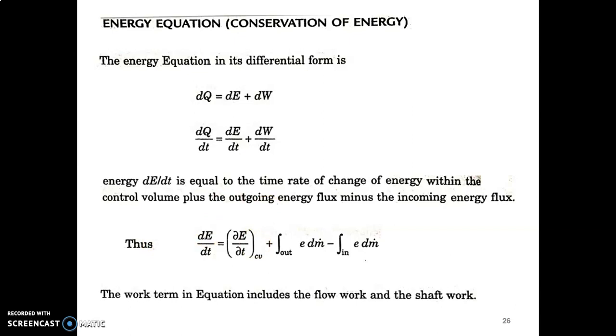Now, for the work term in the equation, we have already considered the energy term, so now we will consider the work term. Therefore dW by dt in the equation can be considered in two cases. So there will be two works. One is flow work and the other is shaft work. This can be explained on the basis of some compressible fluid flow equipments.